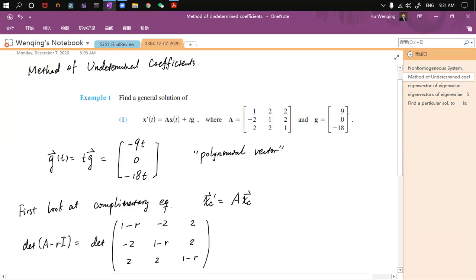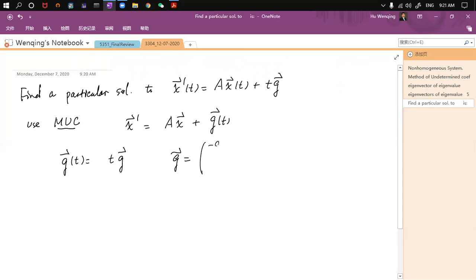So as we discussed here, it is minus 9, 0, and minus 18. Okay, so let's say minus 9, 0, and minus 18. So that's going to be the vector g. So you're actually trying a vector valued polynomial. Therefore, according to the method of undetermined coefficients, we're going to try a particular solution that's also a polynomial. Is that good for everybody?